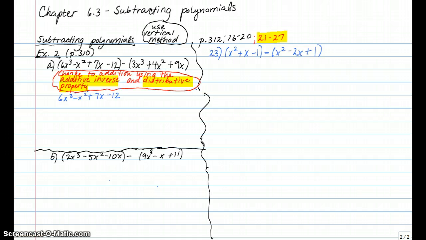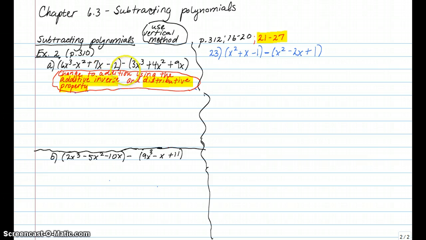The words say subtract 3x cubed plus 4x squared plus 9x from 6x cubed minus x squared plus 7x minus 12. So our first expression is 6x cubed minus x squared plus 7x minus 12. And we're subtracting from that 3x cubed plus 4x squared plus 9x.